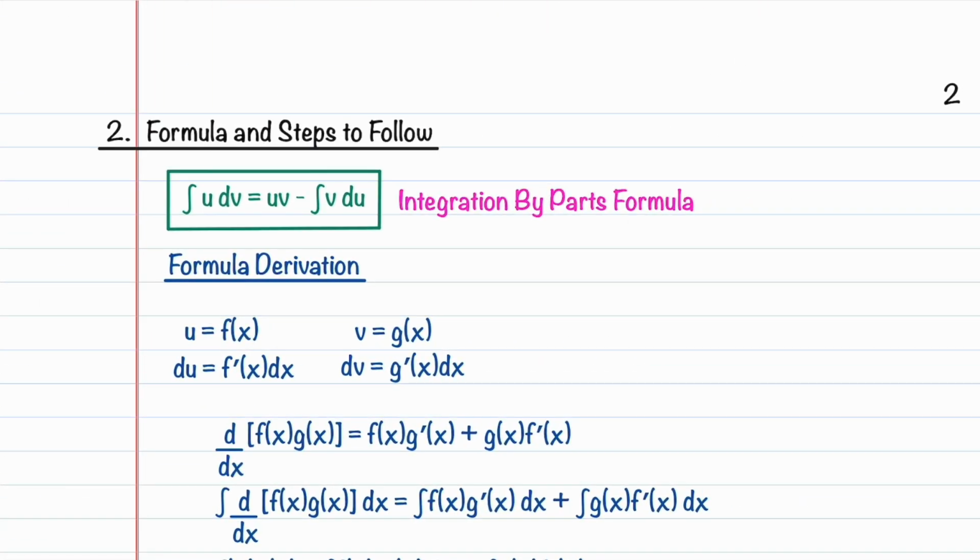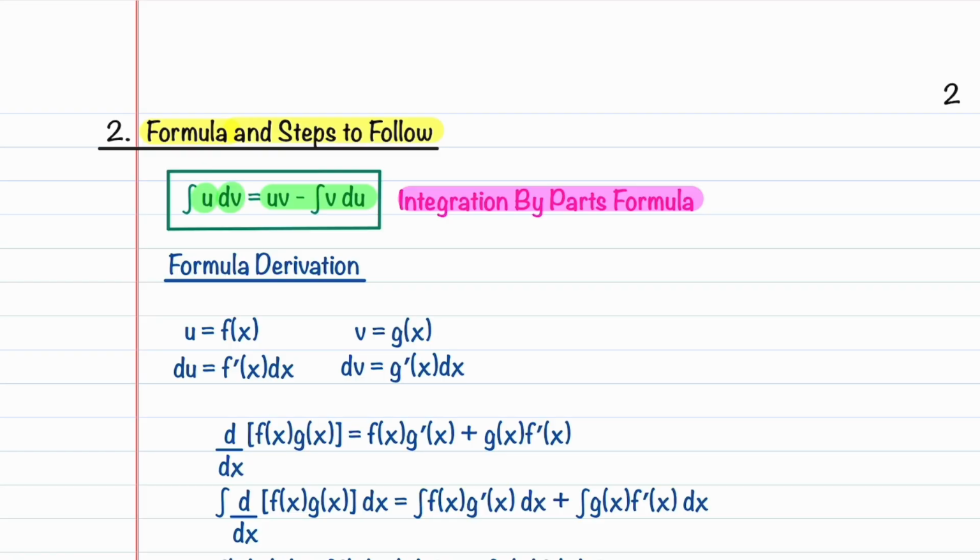We're now going to go over the integration by parts formula that you'll need to know and the steps that you can follow when solving an integral using this method. The integration by parts formula looks like this. You're going to use it when you're integrating two functions and you set one equal to u right here, and then the other one you're going to set equal to dv. And sometimes that other function might just be dx. The formula is uv minus the integral of v du.